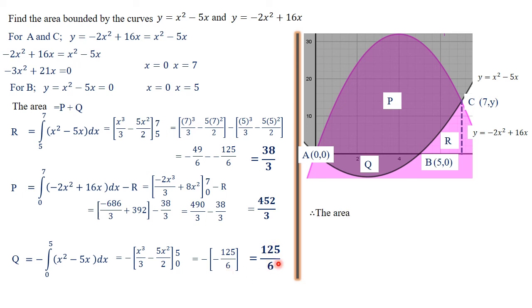So I think we are almost done. The total area therefore will be the area of P plus the area of Q, which is what you have on the screen there. It's going to be 452 all over 3 plus 105 all over 6, which is 171.5 square units. And that brings me to the end of my first lesson as I introduce area under a curve.